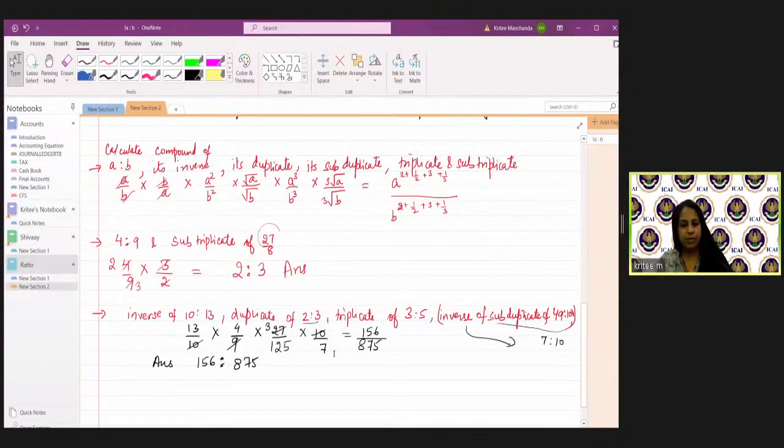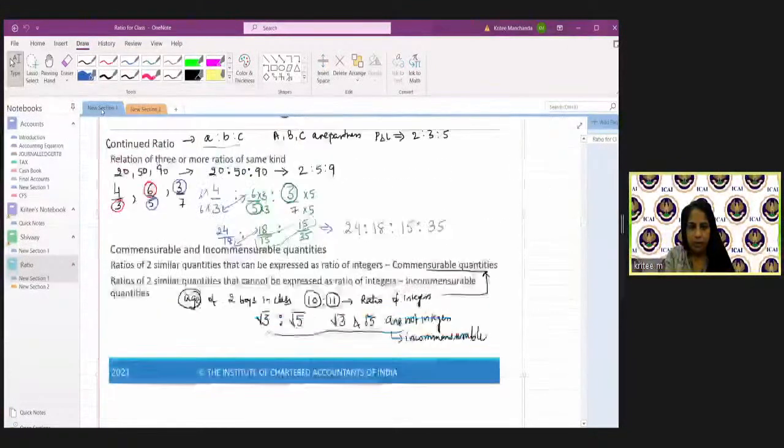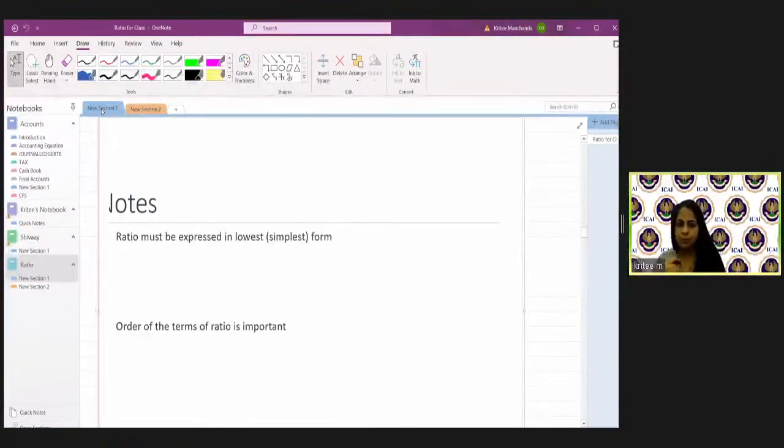Okay, let's go to the other topic. We are done with the terminologies, and now we are going to talk about certain properties of ratios. So the first property of ratio, or the notes that we need to keep in mind. First one says that ratio must be expressed in lowest or simplest form. It's a general rule that should be applied for all the ratios.